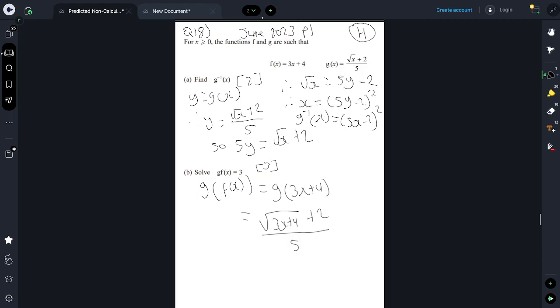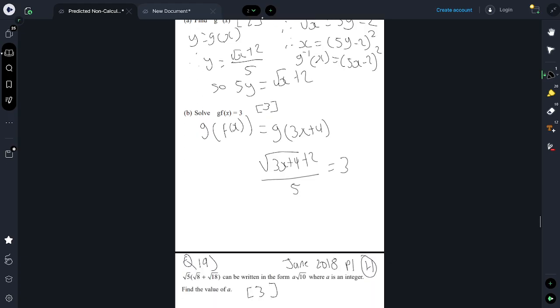We are told this is equal to 3, because we're told g of f of x is equal to 3. So now we solve for x. It's just an equation. Again, get rid of the fraction by timesing by 5. So 5 times 3 is 15. That means root 3x plus 4, subtract 2 from both sides, is 13.